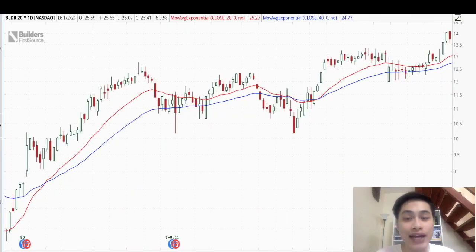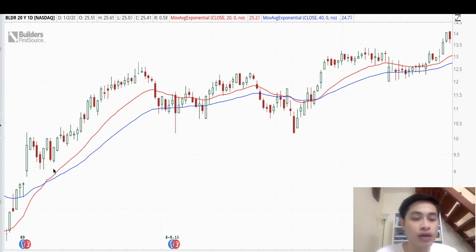Okay, so this is another example. So this is the builder's first source. We can see that when prices start to increase, can you see the shorter term moving average, which is the red line, crosses above the longer term moving average. So that is what we have learned in moving average trading strategy number 2. The second moving average strategy that we learned was the crossover strategy. So we learned that when the shorter term moving average crosses above the longer term moving average, it indicates to us an uptrend.